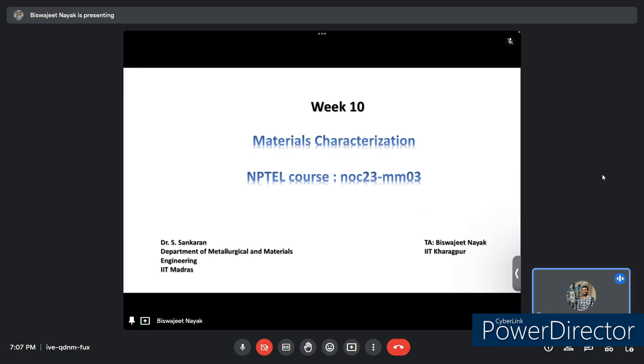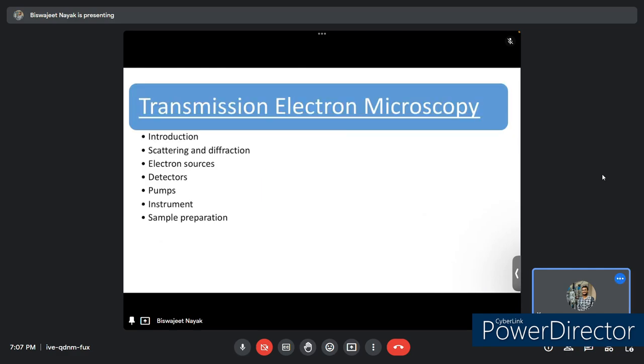In this week's lectures, we're going to discuss transmission electron microscopy. We're going to discuss a little bit about TEM, the scattering and diffraction phenomena happening, the electron sources, detectors, pumps, and the instrumentation part of the transmission electron microscope, and then how the samples are prepared for transmission electron microscope.